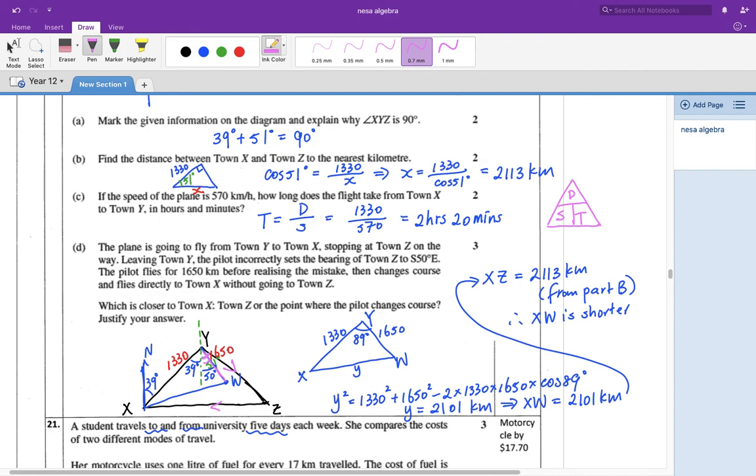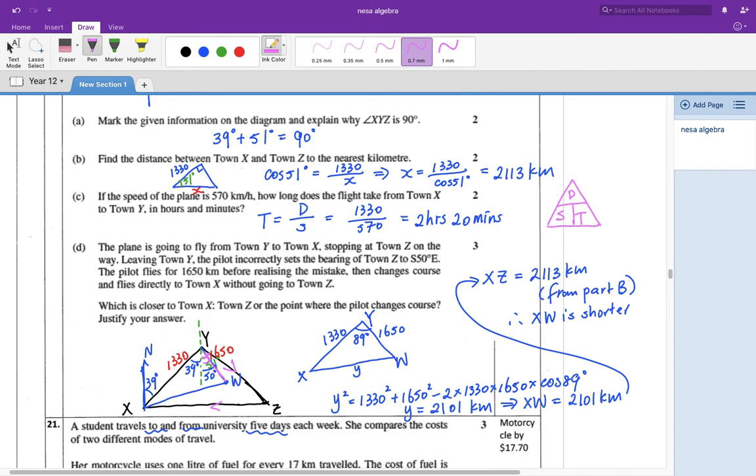At point W, they realized they had traveled in the wrong direction. So from W, instead of going to Z, they went straight to X. So it's really just another triangle, right? And it asks which point is further from X, W or Z. You already know XZ is 2113, from question B. You just need to find XW, and then compare the two numbers.